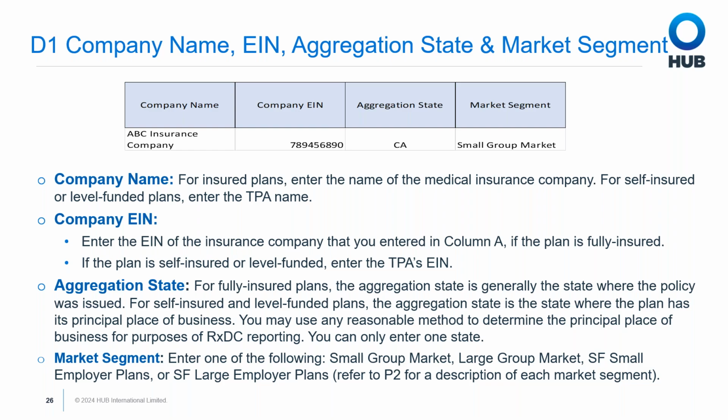The aggregation state is the state where the plan's contract is originally issued. So for example, California. For self-funded plans, it's the state where the plan has its principal place of business, usually where the plan sponsor is headquartered. You can only use one state for the aggregation state. And as I noted earlier, the market segment is required. I've discussed in greater detail how to complete this section depending on your fully insured or self-insured large group or small group market.